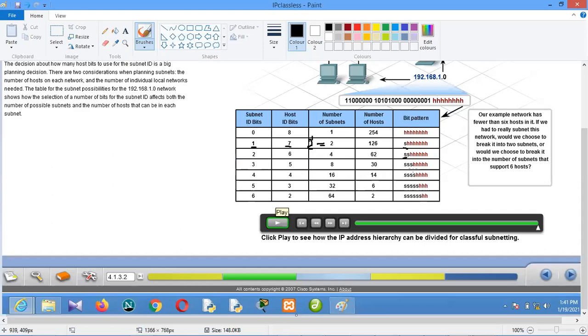Then here we borrow 3. Remaining 5 is the host bits. So the number of networks is going to be 2 raised to the power 3 that we borrowed. So we have 8.